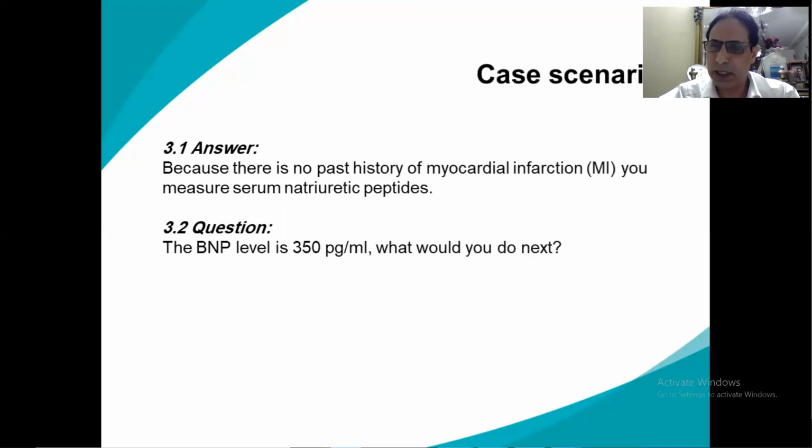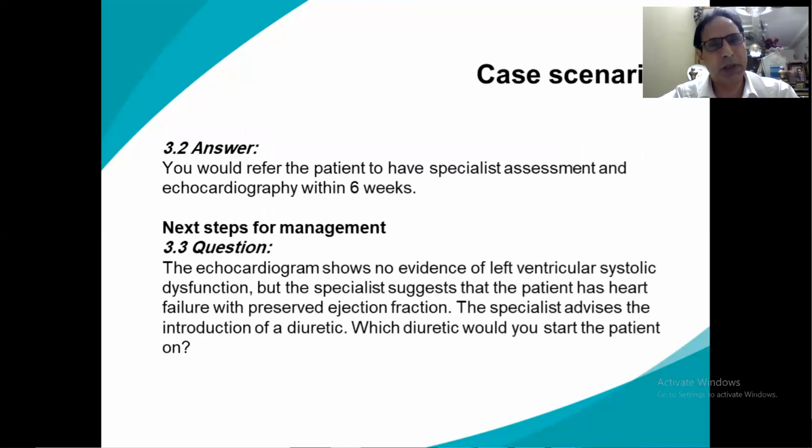What is the next step? Echocardiography, and the echocardiography shows no evidence of left ventricular systolic dysfunction, but a specialist suggests that the patient has heart failure with preserved ejection fraction. So the question here: might we face cases with signs and symptoms of heart failure where the echocardiography shows a normal ejection fraction? That is called diastolic heart failure.